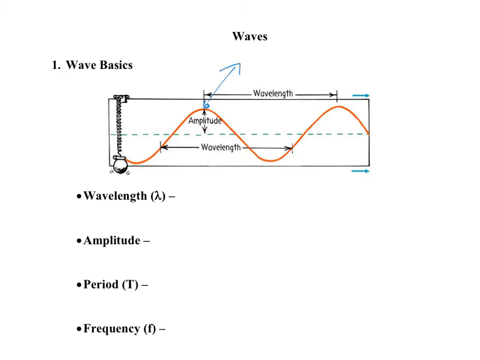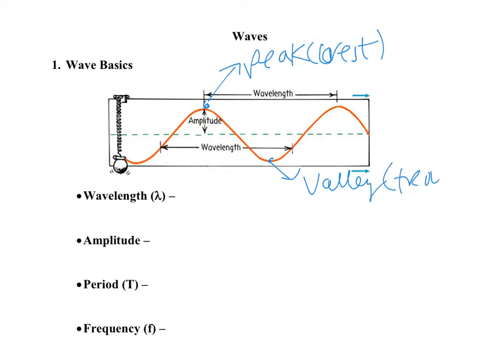So the top would be the peak or crest. That's a C. And then the bottom part of a wave would be a valley or a trough. So top part of the wave is the peak, bottom part of the wave is the valley. And again, you might hear me use crest or trough, same things.